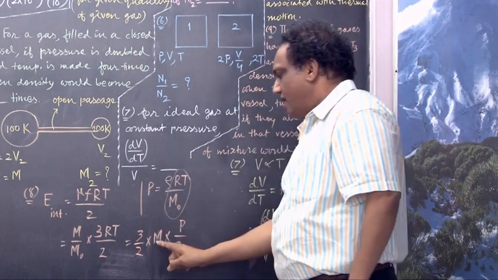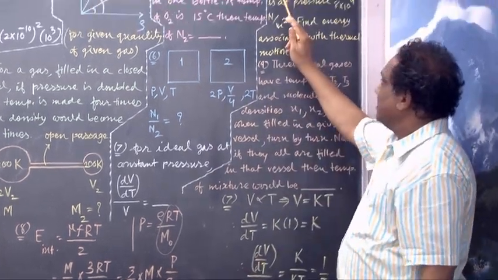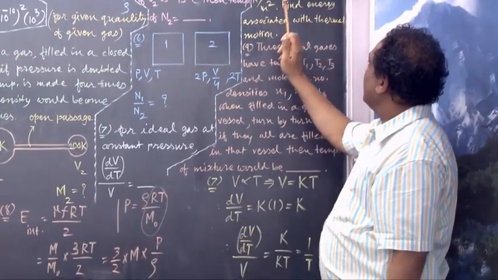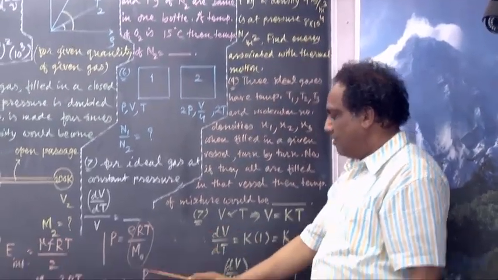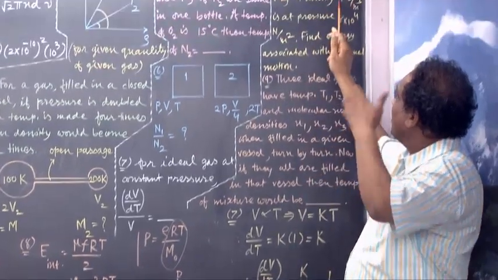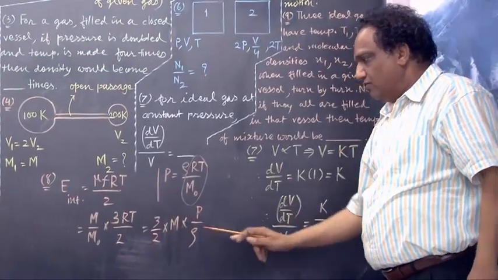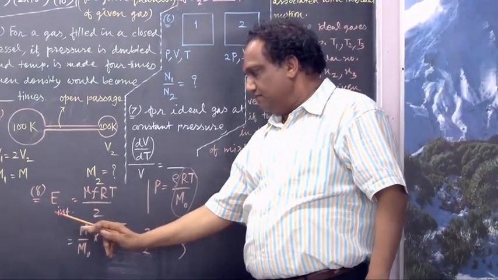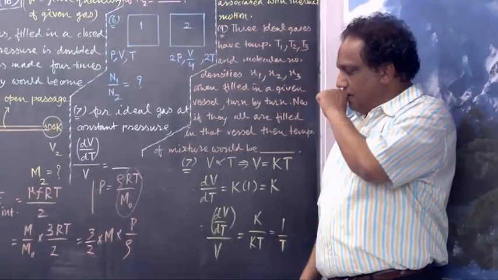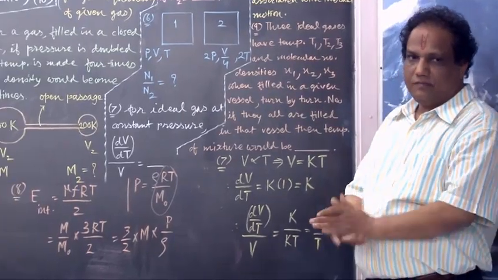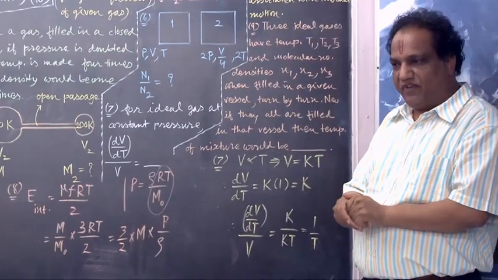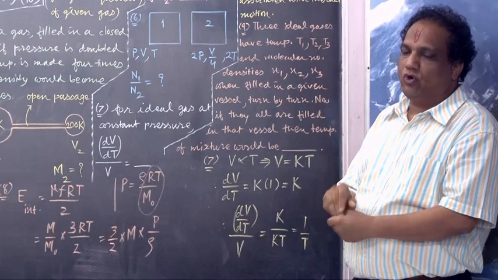You know mass. Mass is how much? 1 kg. What about pressure? 8 into 10 raised to 4 Newton upon meter square. What about density? 4 kilogram per meter cube. Find out this energy in Joule. How much is it? 3 into 10 raised to 4 Joule. Perfect. 3 into 10 raised to 4 Joule.